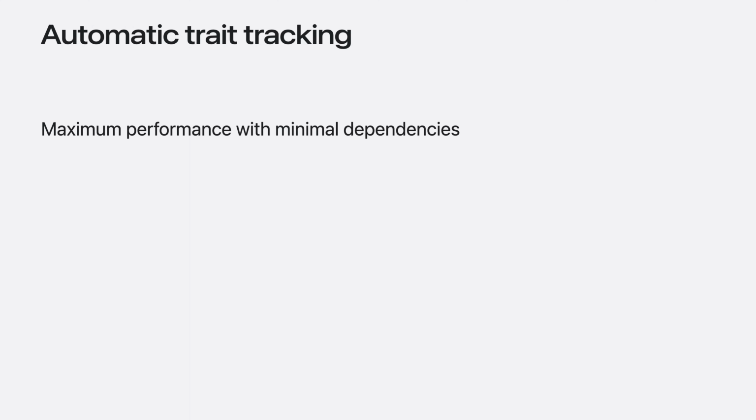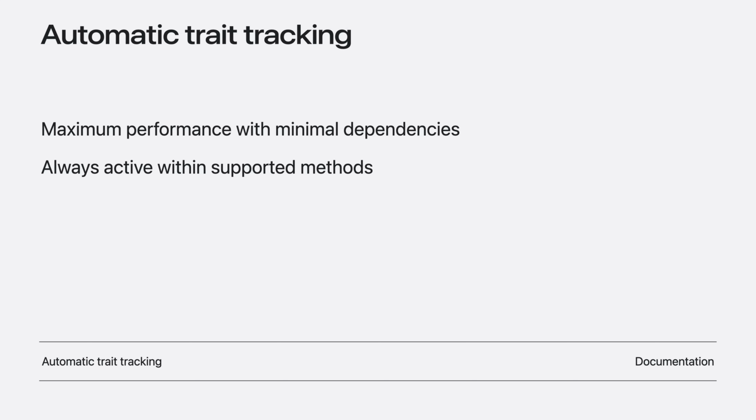Automatic trait tracking delivers maximum performance by only creating trait dependencies that are needed. This new feature is always active within supported update methods. Refer to the documentation for the complete list of supported methods.